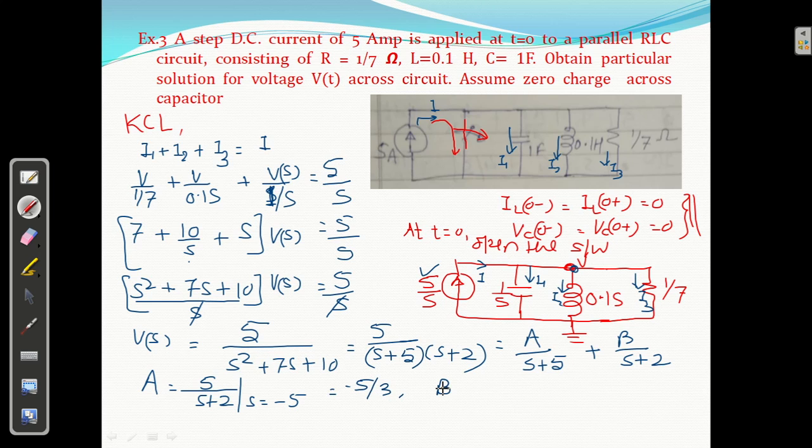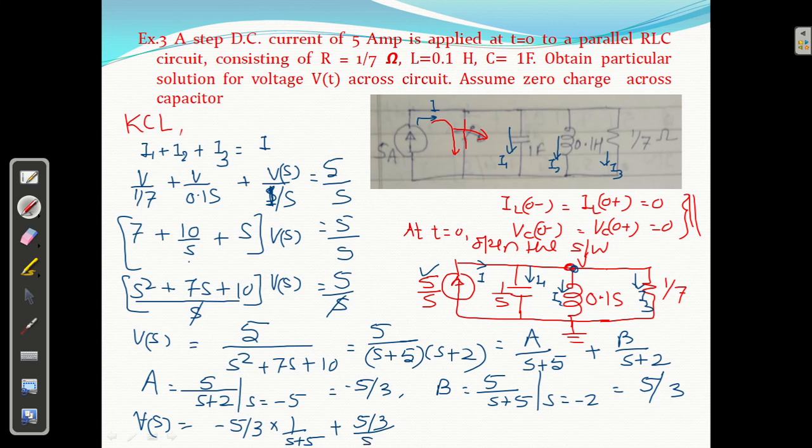Right? How to find B? Multiply both sides by S plus 2. So 5 upon S plus 5, S plus 2 cancels. Put S equal to minus 2. So you will get 5 by 3. B equal to 5 by 3. So V of S I got it. V of S is minus 5 by 3 into 1 upon S plus 5 plus 5 by 3 upon S plus 2.